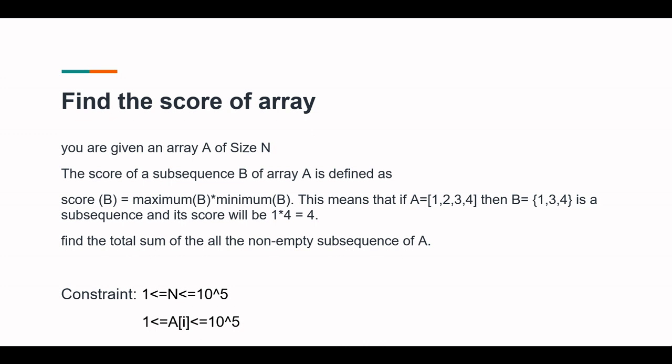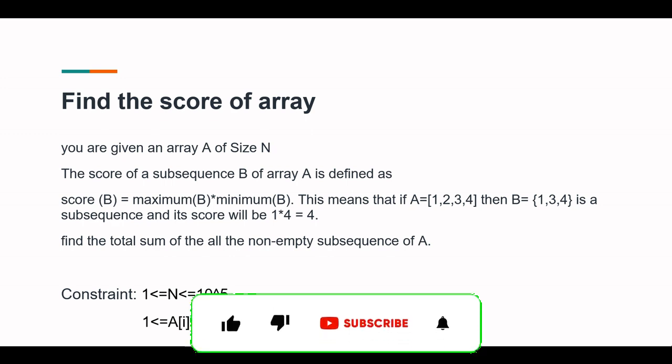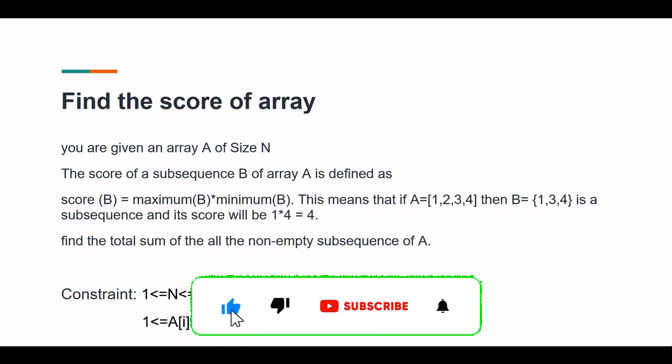So here is the question. It's saying we have to find the score of an array. Now what is the score and how to find it? For one subsequence, the score of that subsequence is the maximum number present in that subsequence times the minimum number present there.